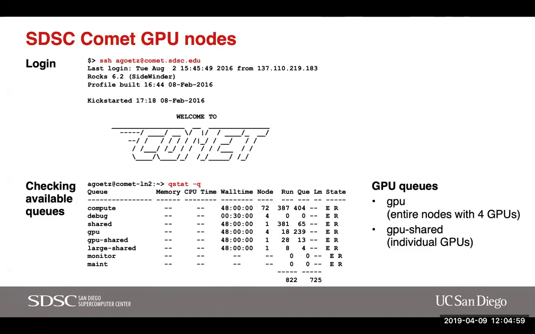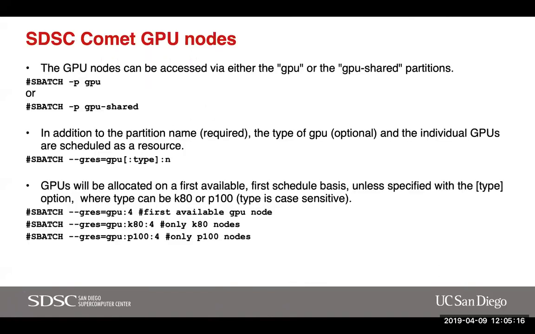Many codes will not run in parallel across multiple GPUs, so you often will just request a single GPU and do some sort of ensemble simulations, for instance, that we do in molecular dynamics, where we run many molecular dynamics simulations independently on individual GPUs. So the GPU nodes can be accessed by either the GPU or the GPU-shared partitions.